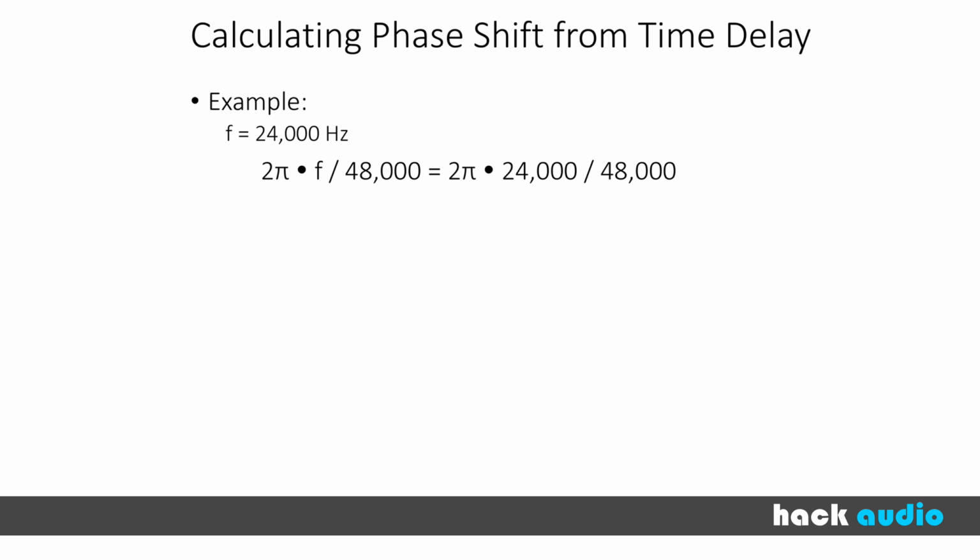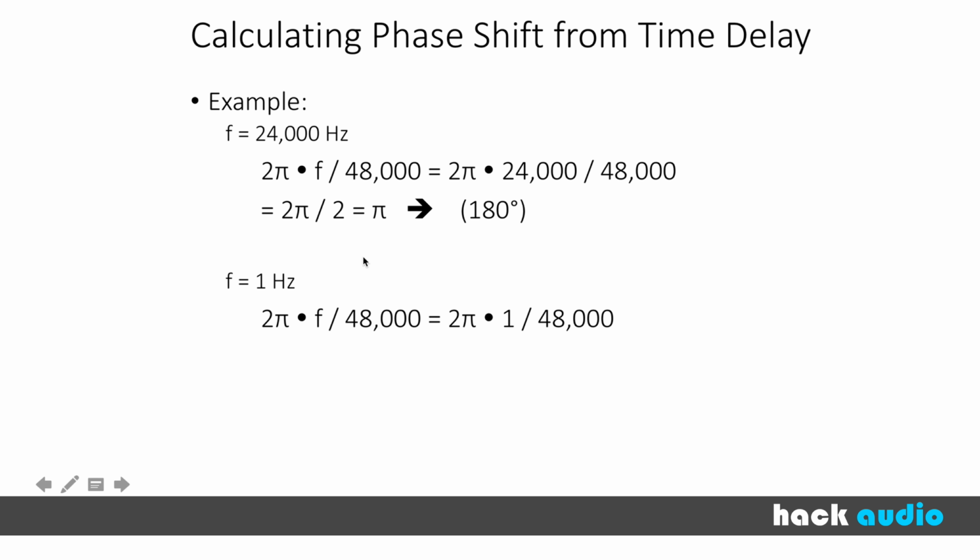Actually, this is our Nyquist frequency, the highest frequency that we can record. So we're going to plug this in and look at the phase shift. So 2 pi times 24,000 divided by 48,000. What do we end up with in this case? So for this frequency, when we introduce one sample of delay, it's actually equivalent to a 180 degree phase shift, or pi radians.